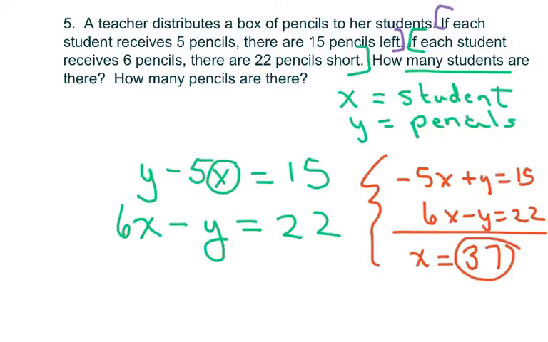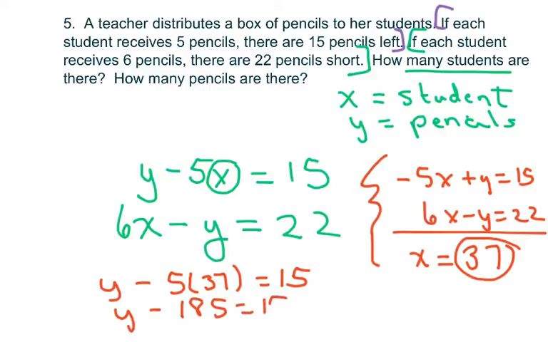If the number of students is 37, I plug that back in. So y minus 5 times 37 equals 15. So y minus 185 equals 15. So therefore y equals 200. There's 200 pencils, and there's 37 students. And that's a general idea of some word problems that you use with systems.